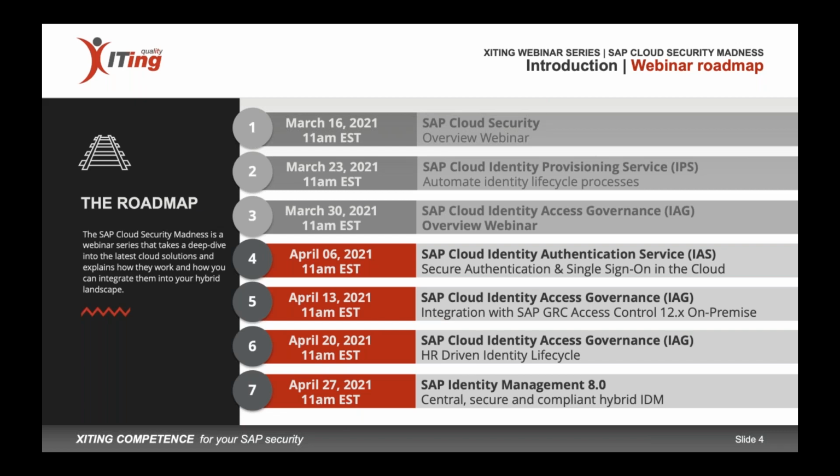This time, we just talk about the Identity Authentication Service. And in parts 5 and 6, next week, Alessandro will again talk about the GRC bridge scenario, where you really integrate the identity access governance with your existing access control and also the HR-driven ID lifecycle. And then finally, number 7, Steffen will complement the big picture by explaining how a hybrid identity management can be established in a secure and compliant way. As you see, a lot of interesting stuff is waiting, so you can stay tuned here in our Cloud Madness.